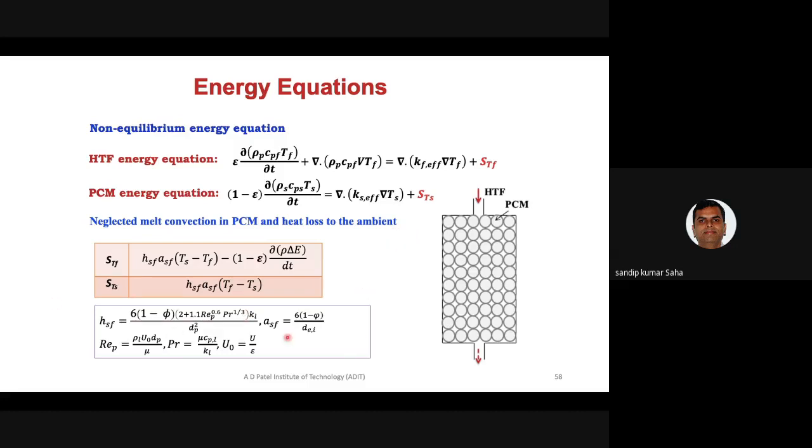So I have given some expression for calculating this HSF, meaning the interfacial heat transfer coefficient, as well as how we will calculate the interfacial or specific surface area, that is basically 1 by meter. I have given some expression, but normally they write the thermal equation or temperature equation differently, and this is coupled to this expression, which is the input to your model.